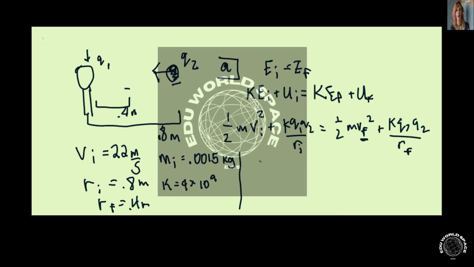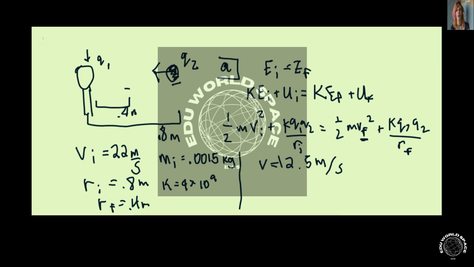And so when I did that, I got that the velocity was 12.5 meters per second. So I think it makes sense that it's smaller because it's kind of like they're repelling each other. So the Q2 is going towards Q1, and then it gets slowed down.